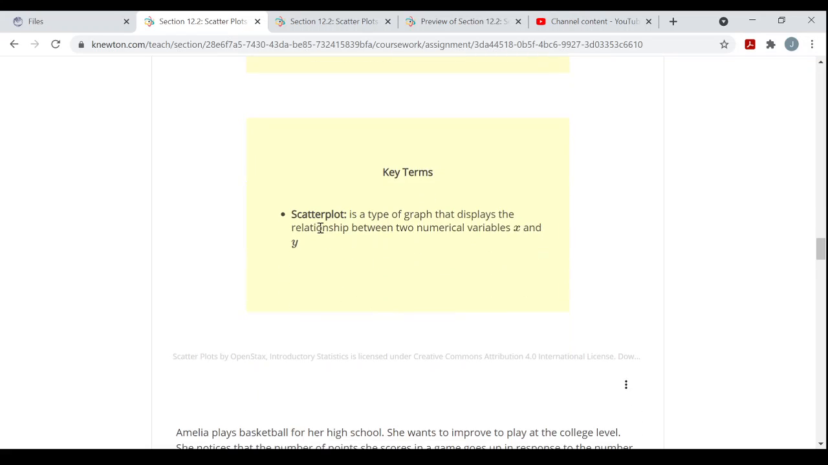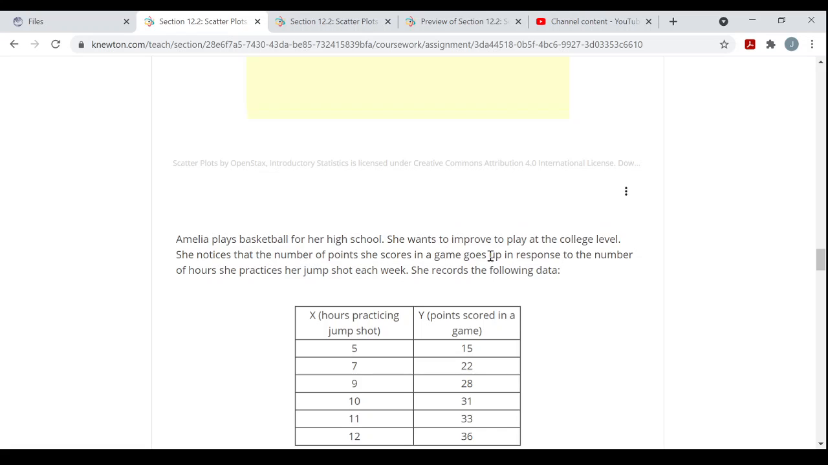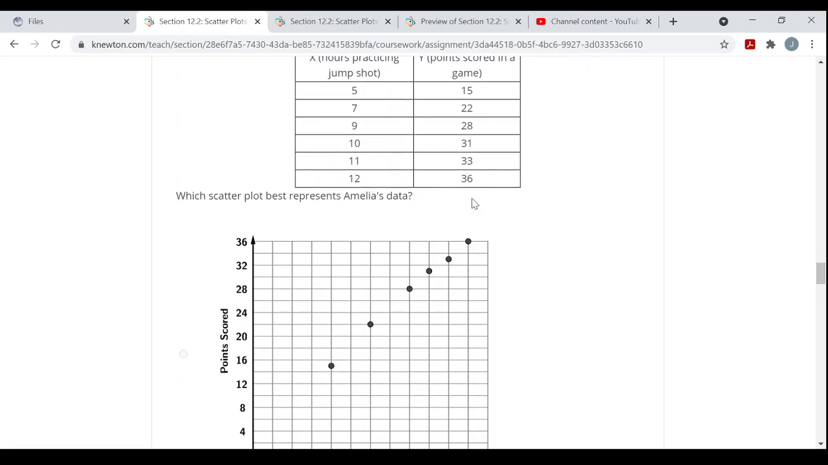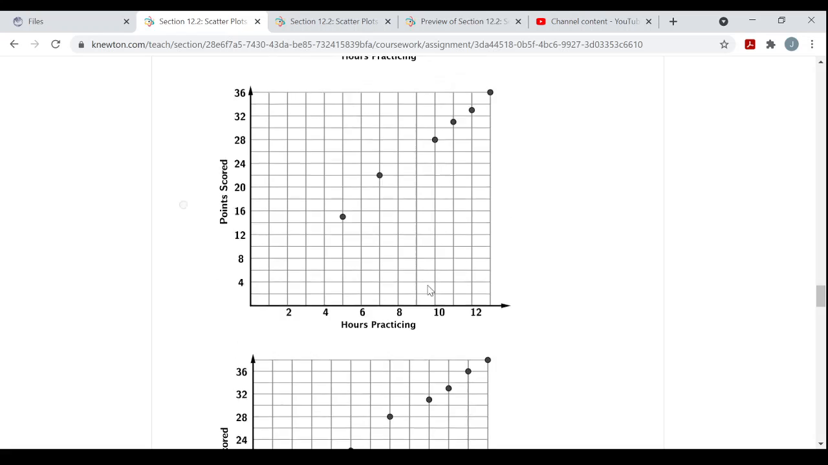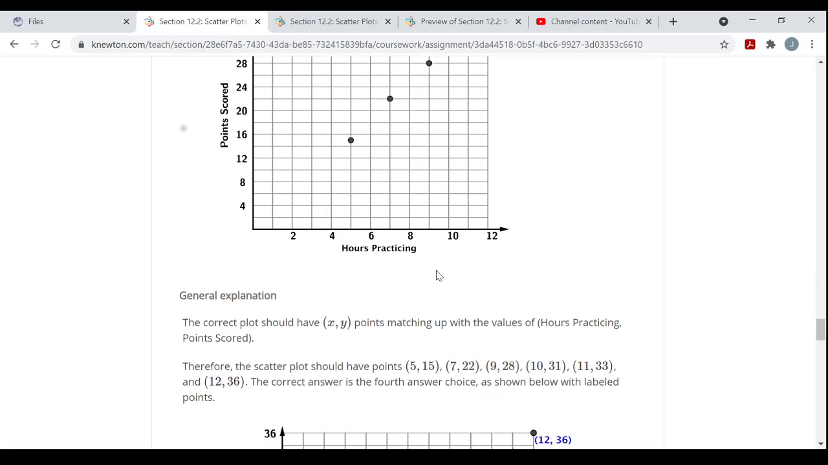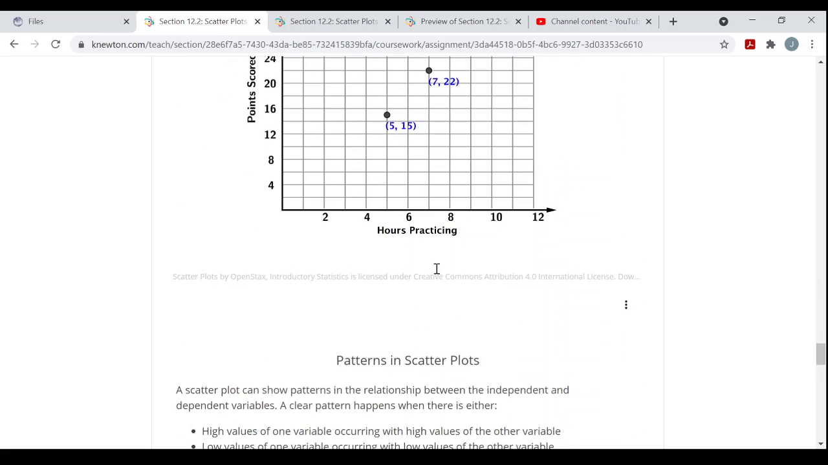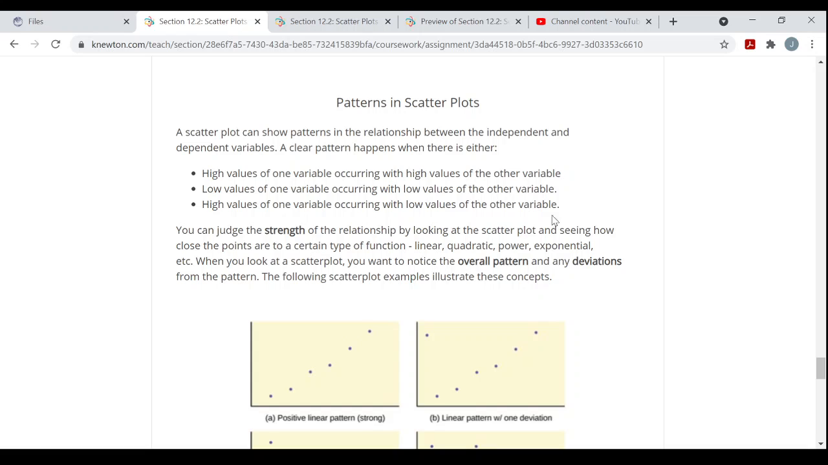All right, so again, a scatter plot is a type of graph that displays the relationship between two numerical variables, x and y. And then they give me another example here. Again, pairs of data, plotting those pairs, right? Yeah, in the explanation. Okay, and then we're going to be looking for patterns in scatter plots.